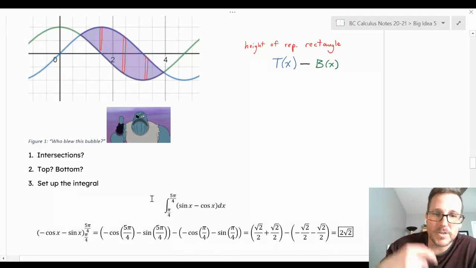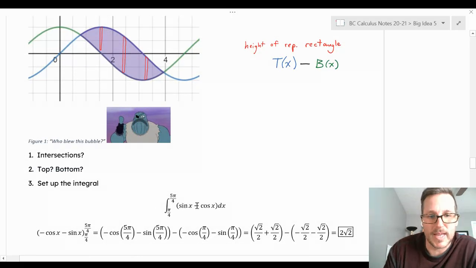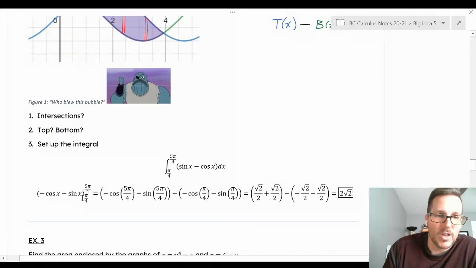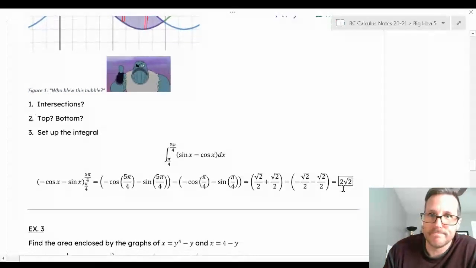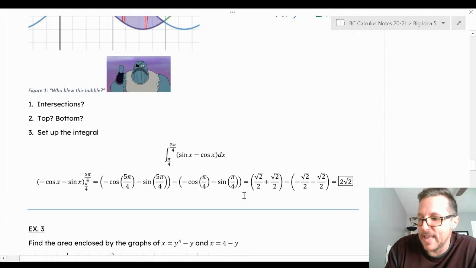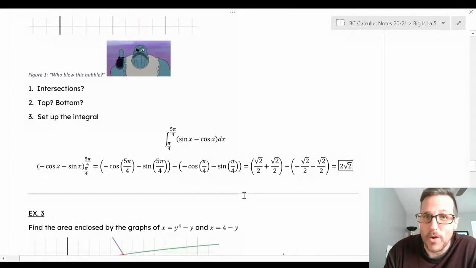So we set up the integral. The integral is from pi over 4 to 5 pi over 4 of the top, sine x, minus the bottom, cosine x, with respect to x. Look at all that good calculus. Oh boy. Or you can just get a calculator if you're scared of trig. You can chicken out and get a calculator, or you can hit the pause button and verify that all that is right.